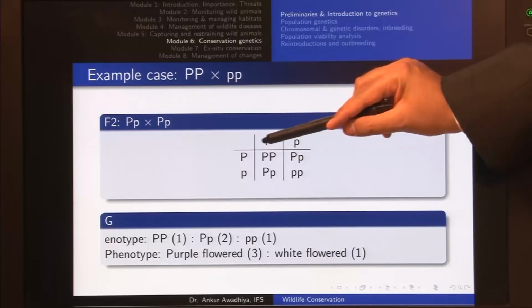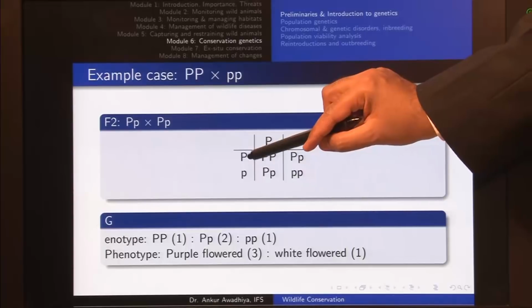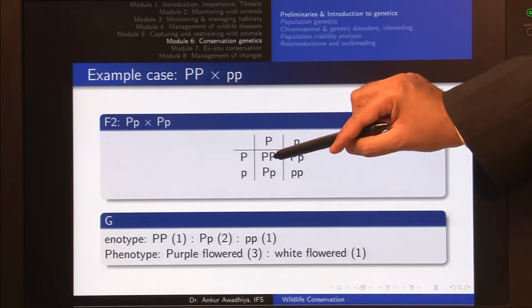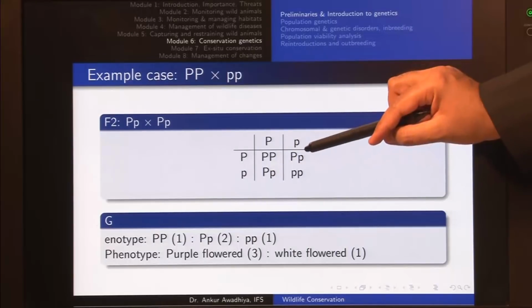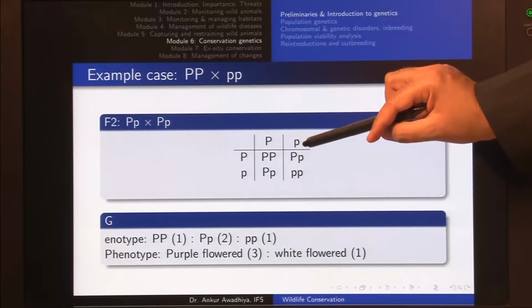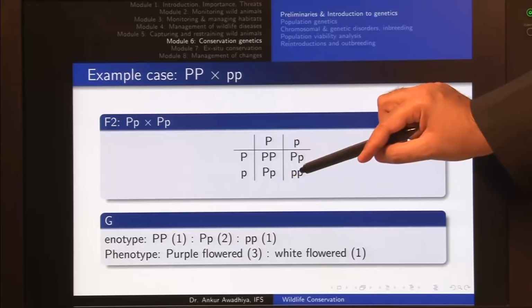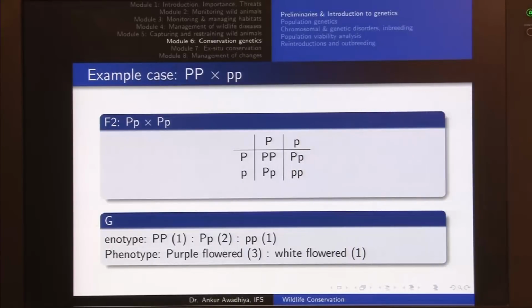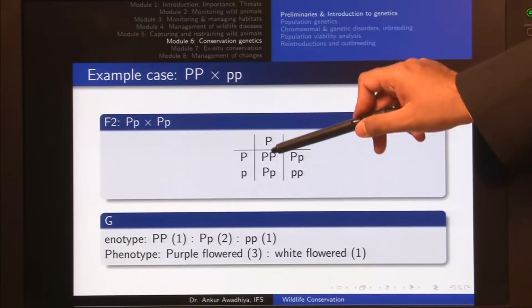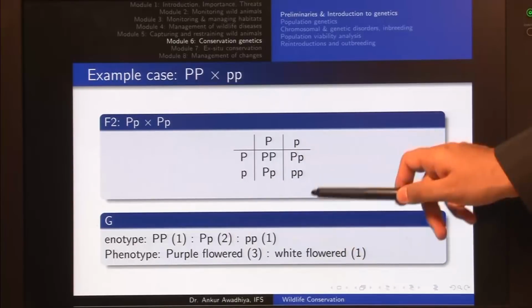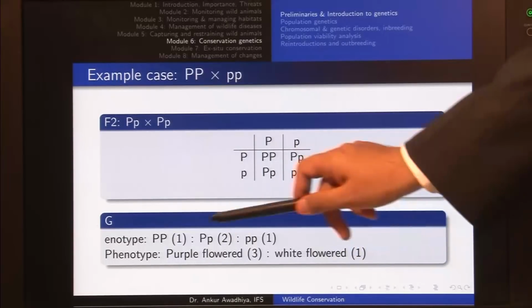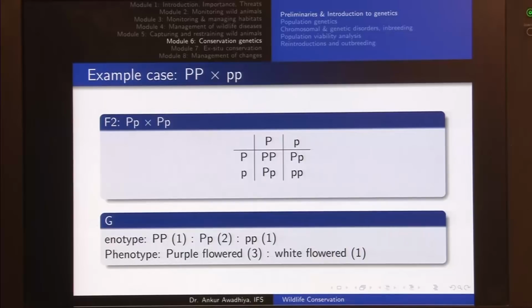So what happens when both of these come together? This is capital P from father, capital P from mother. This is small p from father, capital P from mother. This one is capital P from father, small p from mother, and this is small p from father and small p from mother. So we have a genotypic ratio of capital P capital P as 1, capital P small p as 2, and small p small p as 1. So we have a genotypic ratio of 1:2:1.